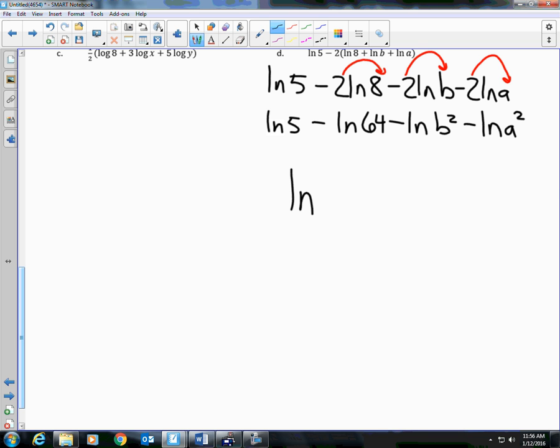Now, you see that they're all negative except for the very first one. So the first one will be in the numerator, 5, divided by the bottom of 64 b squared a squared, or a squared b squared.